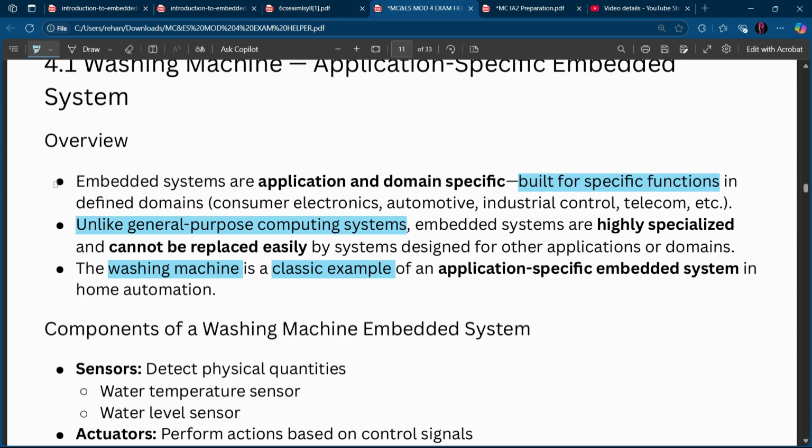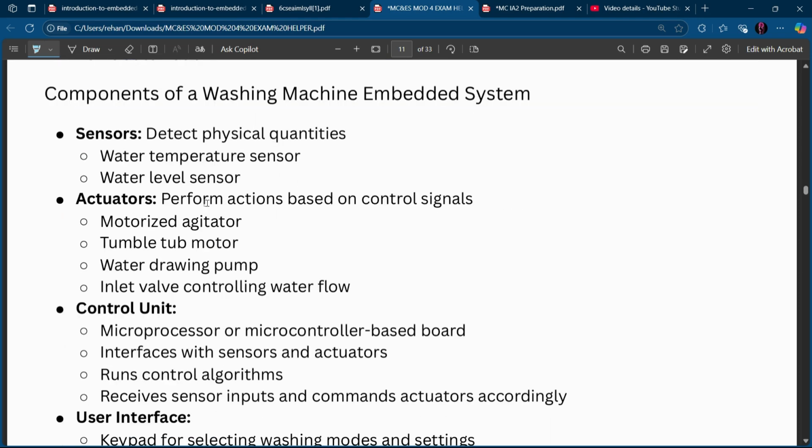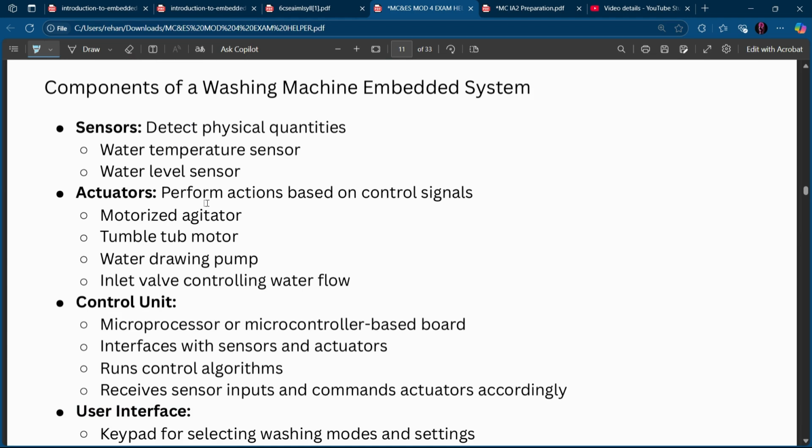Okay, let me highlight this as well. Components of washing machines. There are sensors. What type of sensors? There are water temperature sensors and water level sensors. Sometimes there is also a door sensor. If the door is open, it indicates with a voice or a beep sound. Usually in my home the washing machine says to close the lid, or in English it says please close the door, and a beep sound will come.